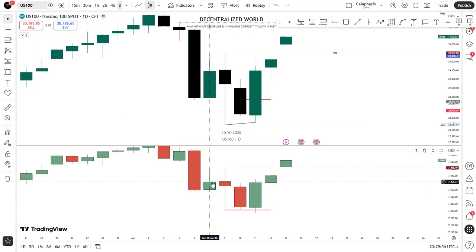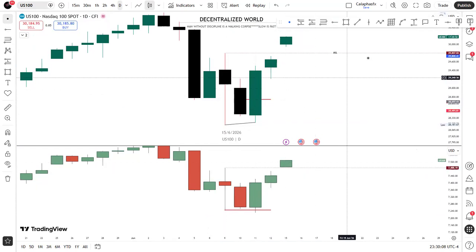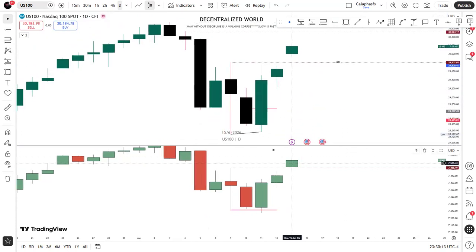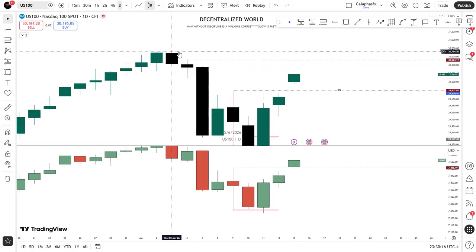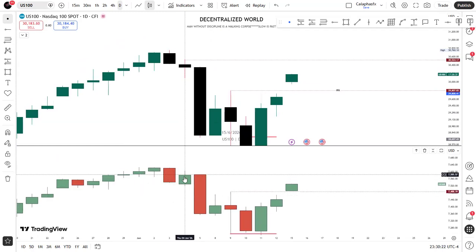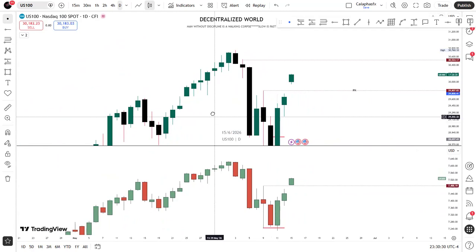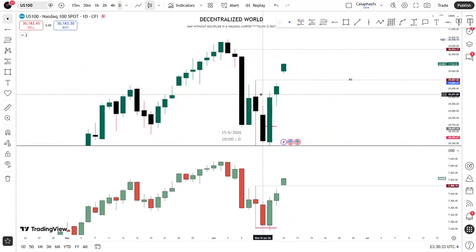This was Monday, Tuesday, Wednesday, Thursday, Friday. So once this external range has already been taken out on Thursday, on Friday it continued trading higher. Now that was that. So we are likely to reach this point, or at least this point. And yeah, there's a possibility. So yeah, that's that.